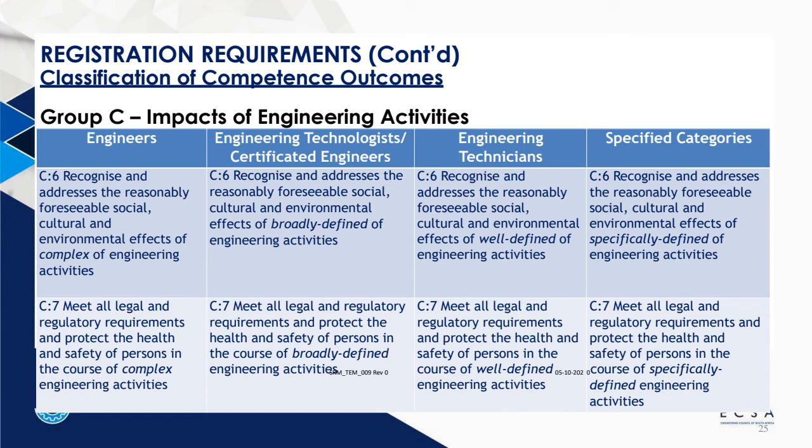They're not just saying you need to show the work that you're doing. How does it impact the social life of the people? How does it impact the cultural part of the people? How does it affect the environment where the people are living? Outcome 7 is meeting all the legal and regulatory requirements and the protection of the health and safety of persons in the course of your engineering activities. Very important, like the previous one, in terms of how you meet the legal requirements as they are prescribed and all the regulatory requirements. The whole part is about the safety of the people in the work that you are doing. So what this is about is that registration is about having a comprehensive person, who will understand the whole part of engineering.